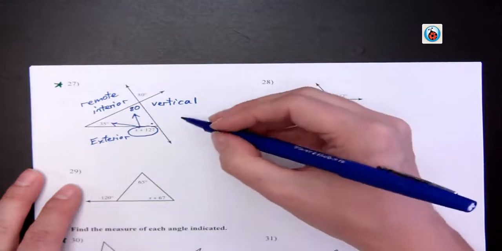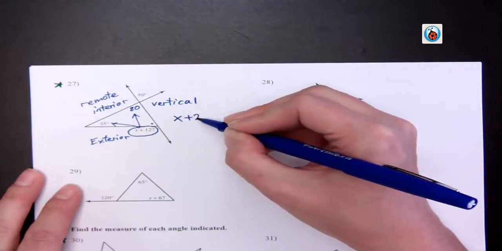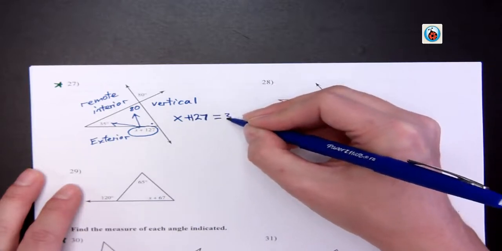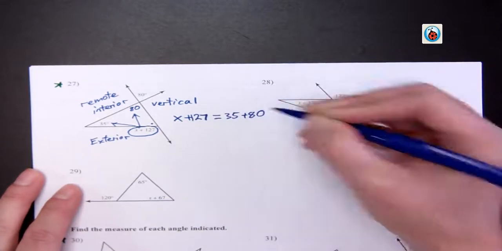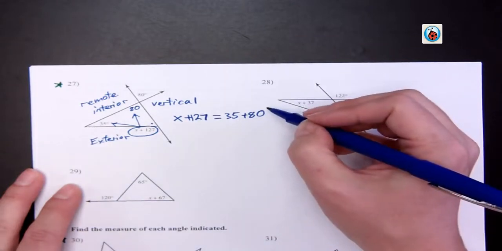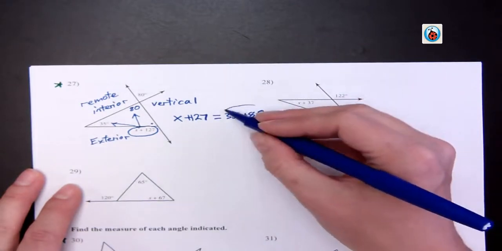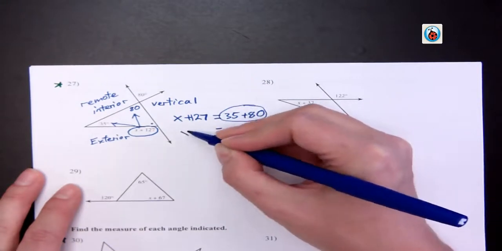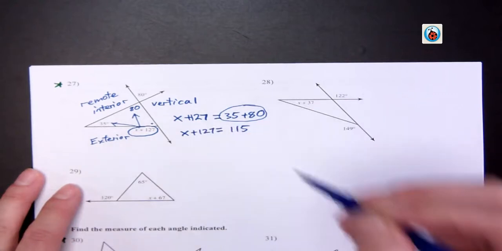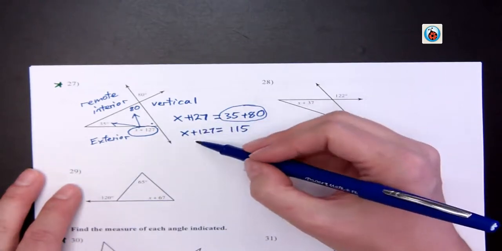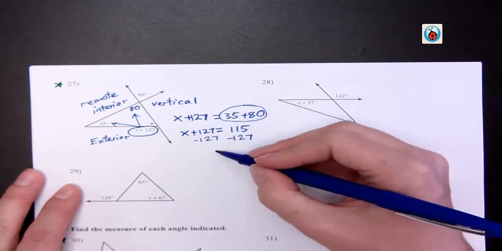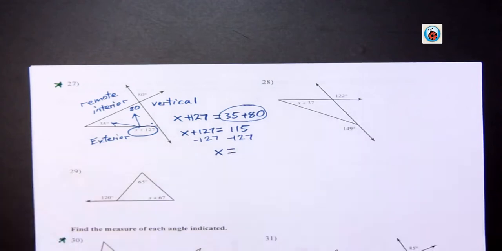And so then I have x plus 27, plus 127, equals 35 plus 80. And then I combine my like terms to get 115 equals x plus 127. I subtract the 127 to get x equals negative 12.